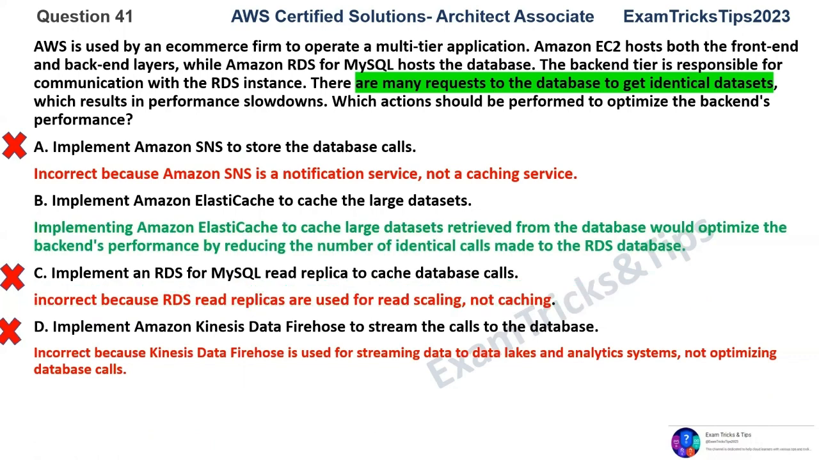You can use ElastiCache to cache large data sets retrieved from the databases. It would optimize the backend performance by reducing the number of identical calls made to the RDS database. This is our correct answer, option B, use ElastiCache. That's it on this question. Let's move on to the next question.